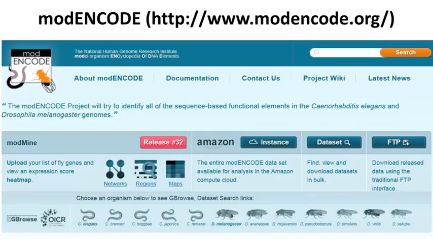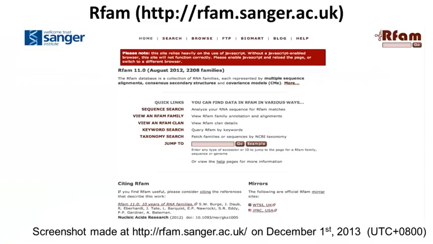Fortunately, there is also a ModENCODE project that aims to identify all of the sequence-based functional and regulatory elements in C. elegans, Drosophila melanogaster, and related species. As Dr. Gao had told you in earlier lectures, some genomic regions are transcribed into RNAs but not translated into proteins. These RNAs may play diverse functional roles.